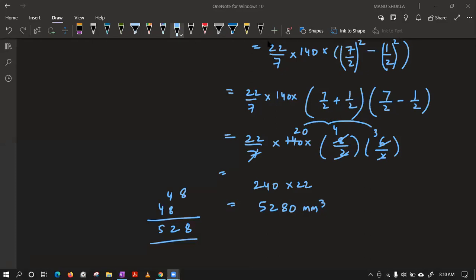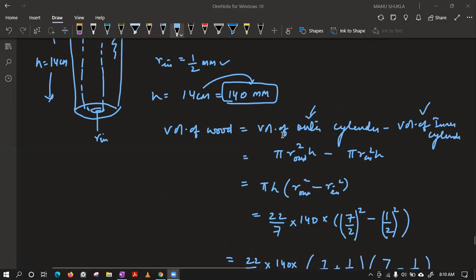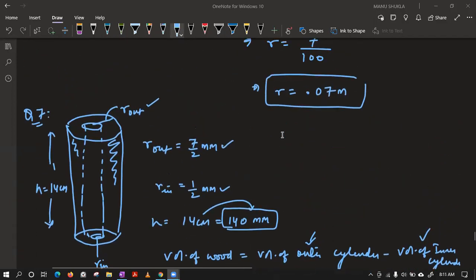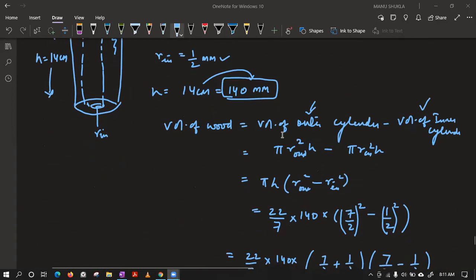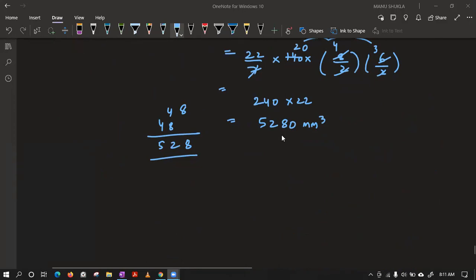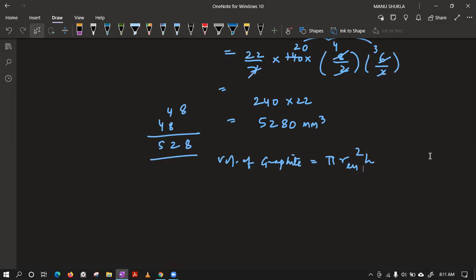And I think after finding this, you have to find the volume of graphite, which is very simple because that is only the inner cylinder. There is no complication in that. Just write the volume of the graphite cylinder will be pi r in square h. I think this you can find easily. Ansh, shall I skip this one? Just you need to put the value and solve it. Okay.